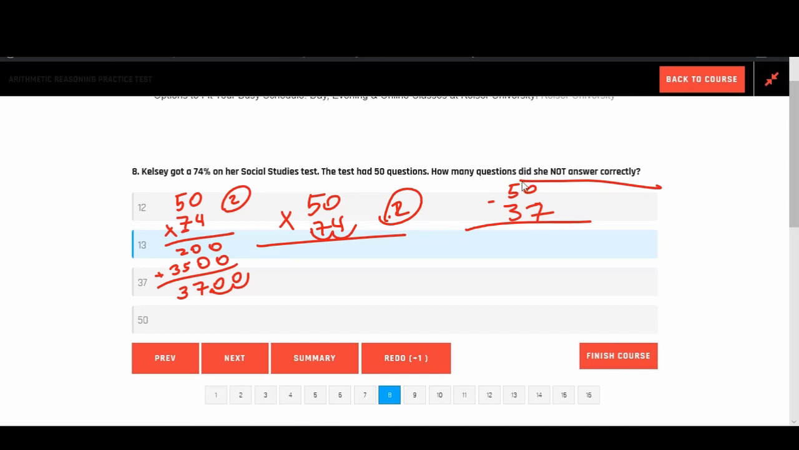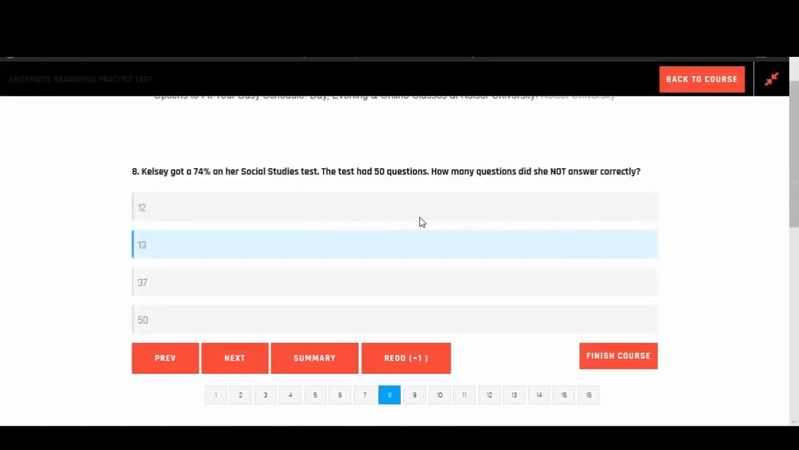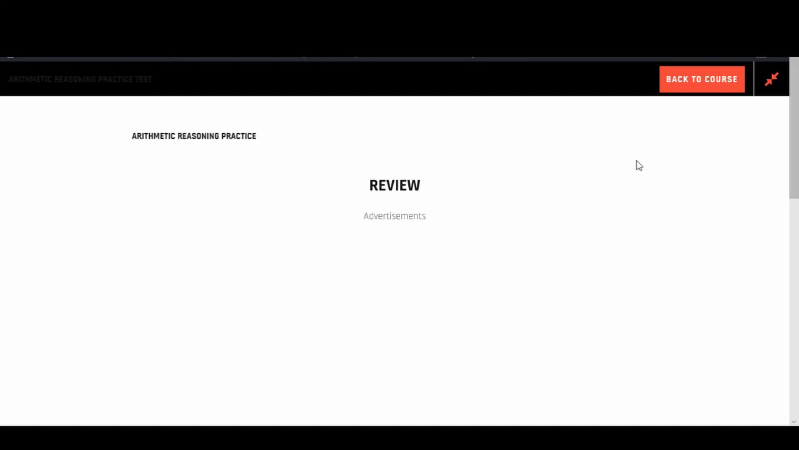0 minus 7 we can't do. We have to borrow 1 from there. That becomes 4. That becomes 10. 10 minus 7 is 3. 4 minus 3 is 1. We can see that this is 13. Okay, pretty simple problem. Probably one of the easiest problems in this practice test.